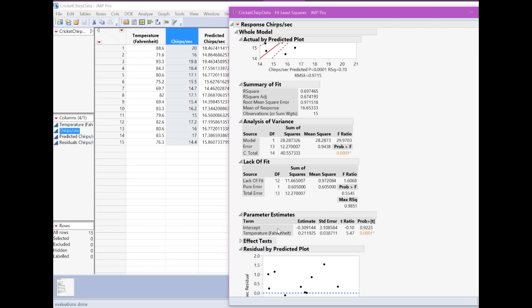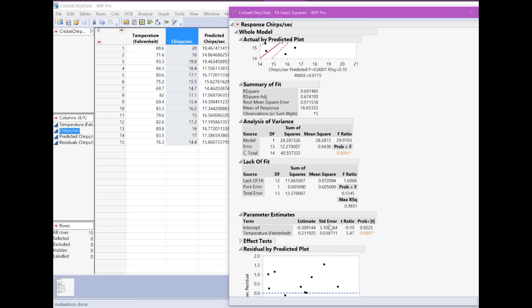The other term that we have in the model that we're trying to estimate is the slope on temperature. So here we have an intercept, and then the other term is temperature, so this estimate is the slope on temperature. So this is the other parameter that we're estimating, or this is the other estimate for the parameter. So this is B, 0.2119. So if we were to write this out, we would have y hat equals negative 0.309 plus 0.2119 times temperature.